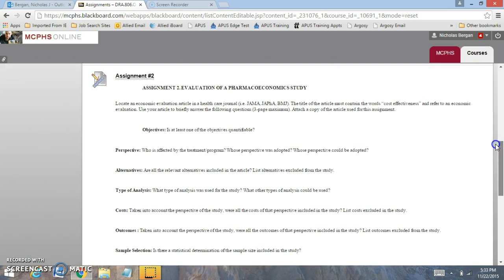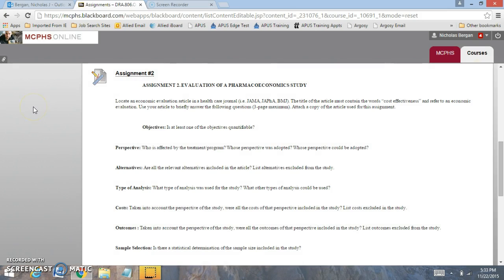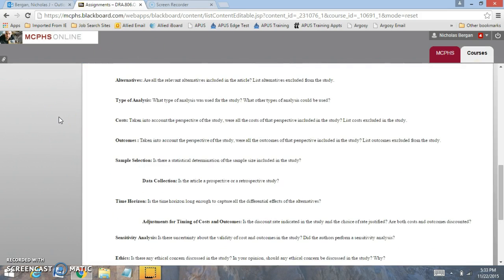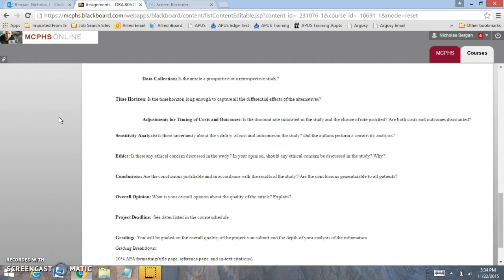Here's assignment number 2. I want you to find an economic evaluation in a healthcare journal. The title must contain cost effectiveness and refer to an economic evaluation. It's a 3-page maximum that doesn't include your title page and reference page. What I recommend is putting all of these subheadings in your actual report. I think that'll make it much easier to focus on when you do your evaluation. If you put those subheadings in there, when I grade your work, I can easily see what you're looking at, I can provide more guidance if guidance is needed, and I can grade your work very quickly.